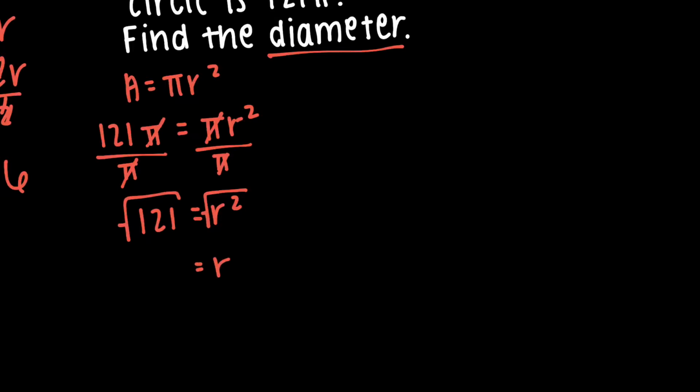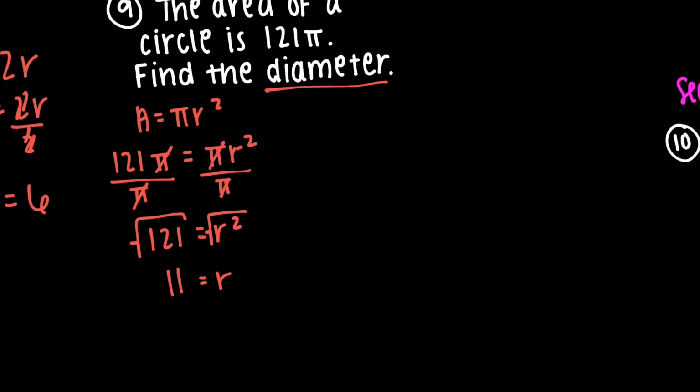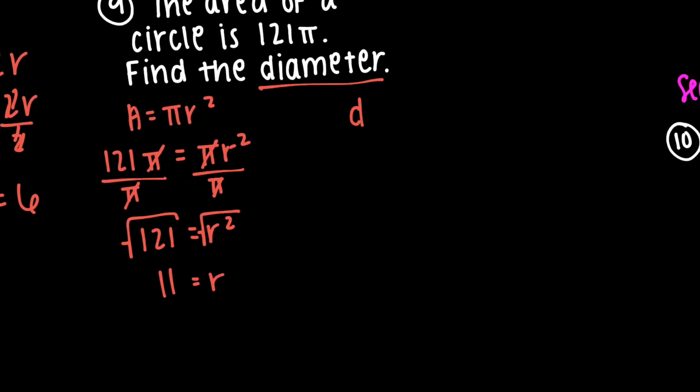When I do that, I find out that r is 11, because 11 times 11 is 121. But I asked you here to find the diameter. Remember, I gave you this formula. Diameter is 2 times the radius. So diameter is 2 times 11. So for this circle, the diameter would be 22.